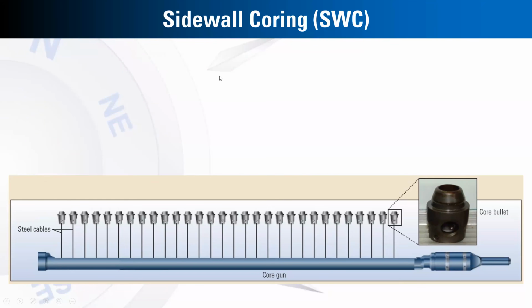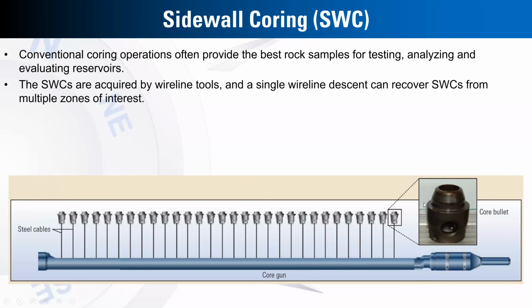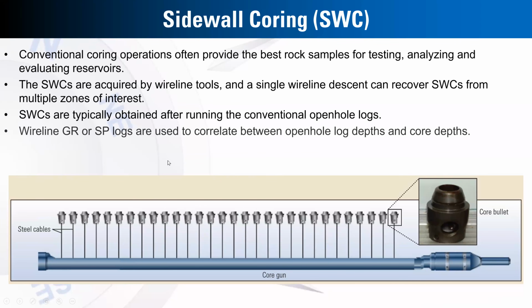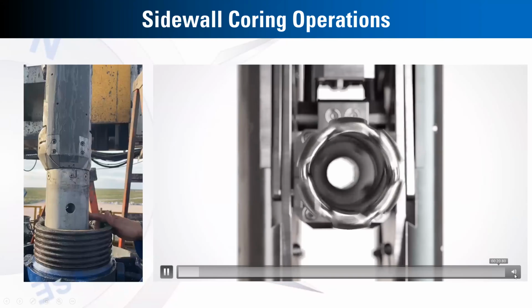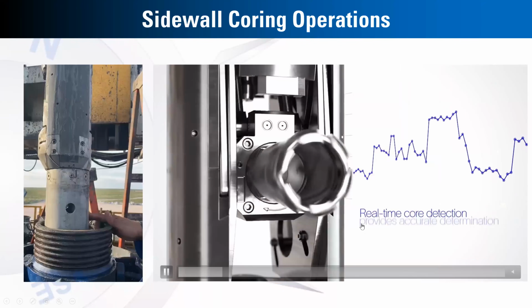For the sidewall coring, as you can see, it's a certain design string to acquire sidewall cores with small diameter and small length. The sidewall coring string can acquire up to 90 sidewall core samples from a single well run, as you can see. So this is the process of sidewall coring.